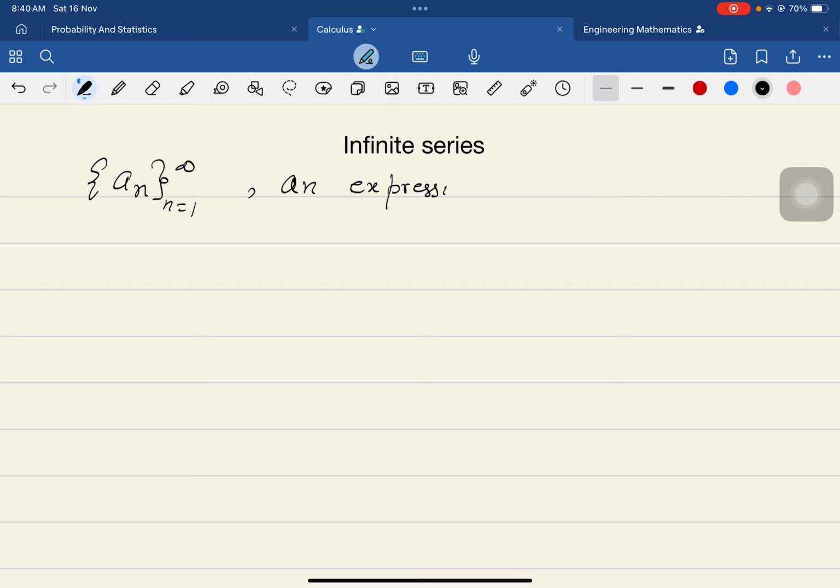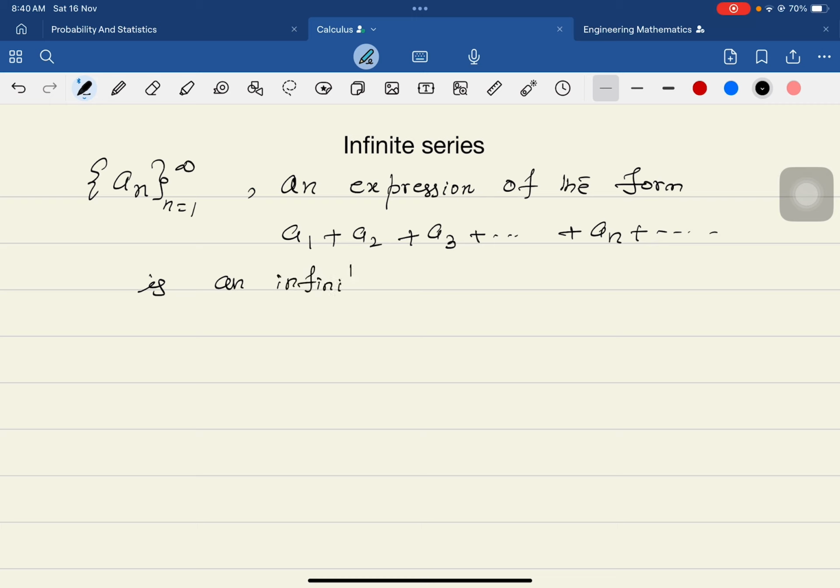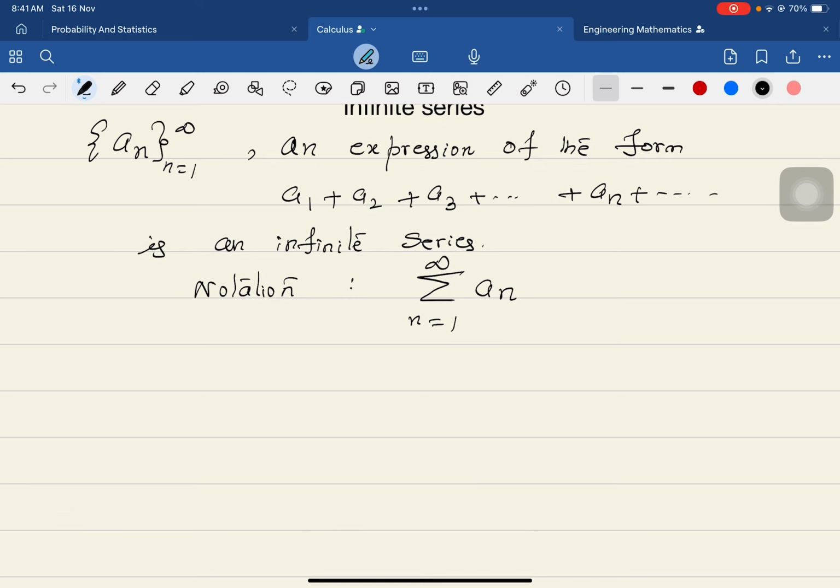An expression of the form, the sum of these terms, a1 plus a2 plus a3 and so on, plus an and so on. The sum of all the terms in this particular infinite sequence is called an infinite series. Now, how to represent this? The notation for this infinite series is sigma, n is equal to 1 to infinity. So, this is the notation for the infinite series.